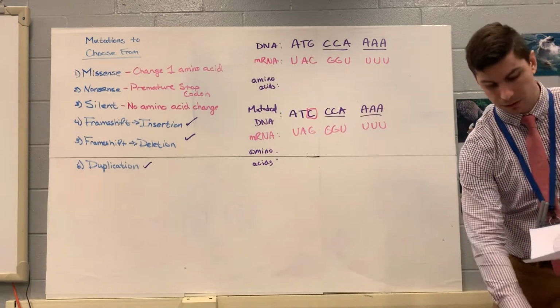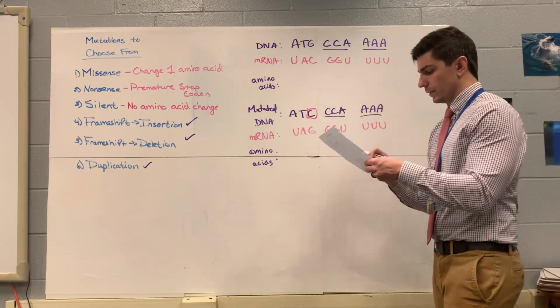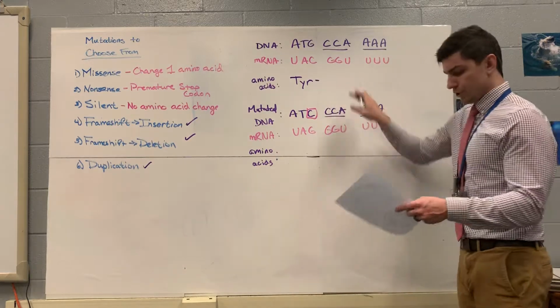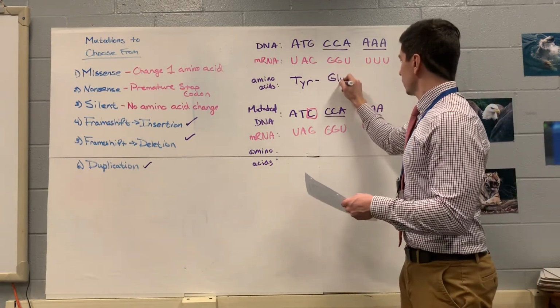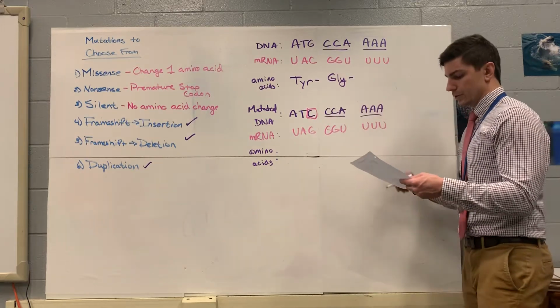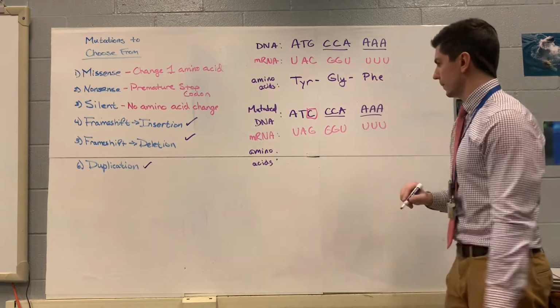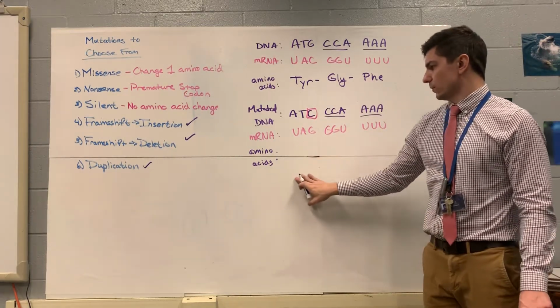UAC, that's going to go to TYR. GGU, that's going to go to GLY. And then UUU, the one we did last time, that's going to go to PHE. Okay? So I'm going to see what happened with this one first.